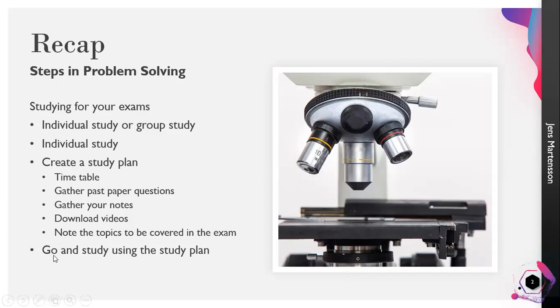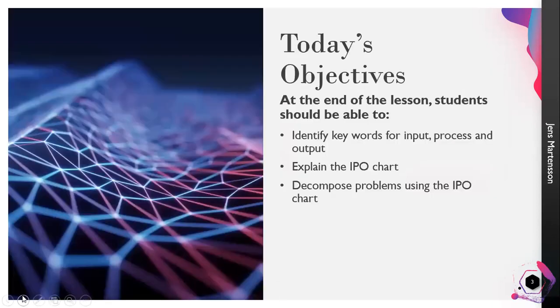All right. Let us now go into the objectives for today's lesson. We want to be able, at the end of the lesson, to identify the keywords for input, process, and output. And when we get into this list, it is by no means exhaustive. It is just an introduction to those keywords. We want to have an explanation of the IPO chart. And we also want to be able to decompose a problem using the IPO chart.